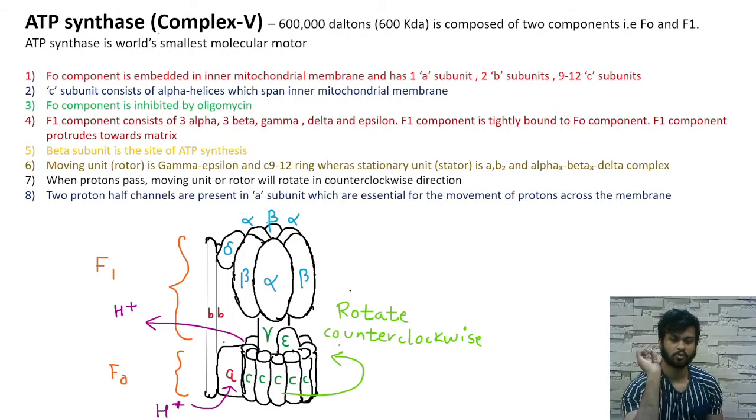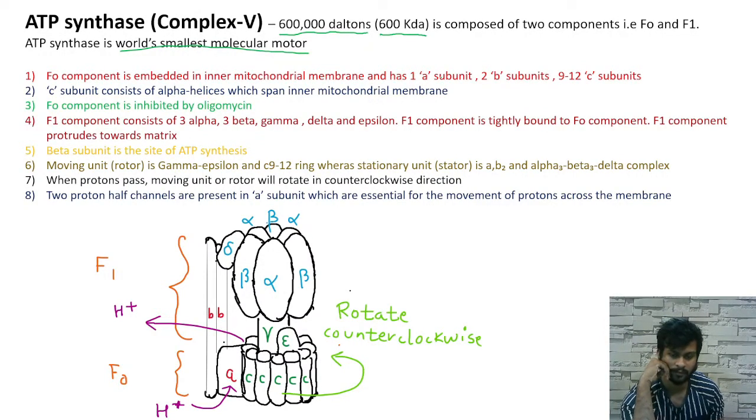ATP synthase is also known as complex 5. It is of 6 lakh Daltons. 1 kilodalton has 1000 Daltons. Okay. So 600 kilodaltons will be 6 lakh Daltons. It is composed of two components, F0 and F1. ATP synthase is the world's smallest molecular motor. The F0 component is embedded in the inner mitochondrial membrane. Okay. Inner mitochondrial membrane.